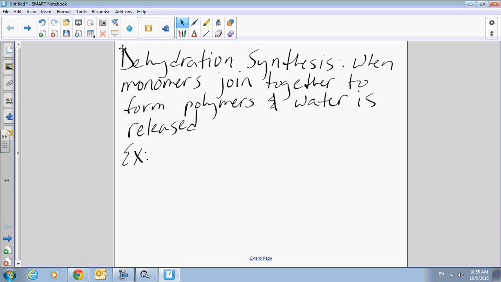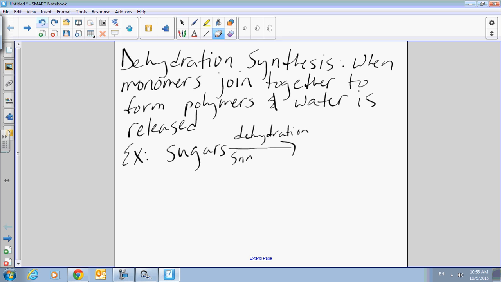What about some examples? I'll do the first one for you. Let's say we have a bunch of sugars that undergo dehydration synthesis. What would be the product, or what would come out of the reaction? Water and carbohydrates, because that's what you get when you join sugars together.